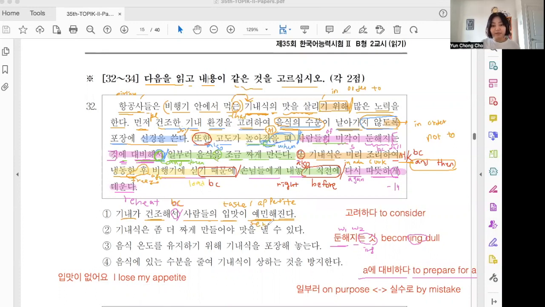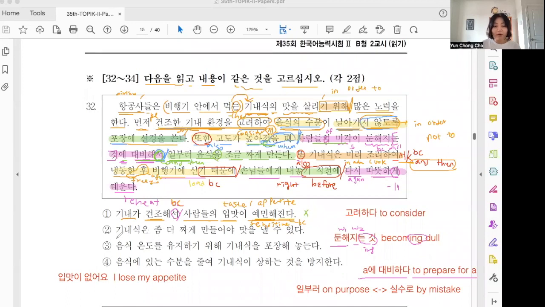예민하다. Sensitive. 지다, become. So this is also two words together. That's why the first word 예민해 is the conjugated form. 예민해지다, become sensitive. This is wrong. Actually, they mention 건조한 기내 환경을 고려하여 here. 자, consider the dry in-flight environment, in order for the food's moisture not to go away, 포장에 신경을 쓴다. They take care of the package. That's what they said, not about 입맛이 예민해진다. So this is the wrong connection.